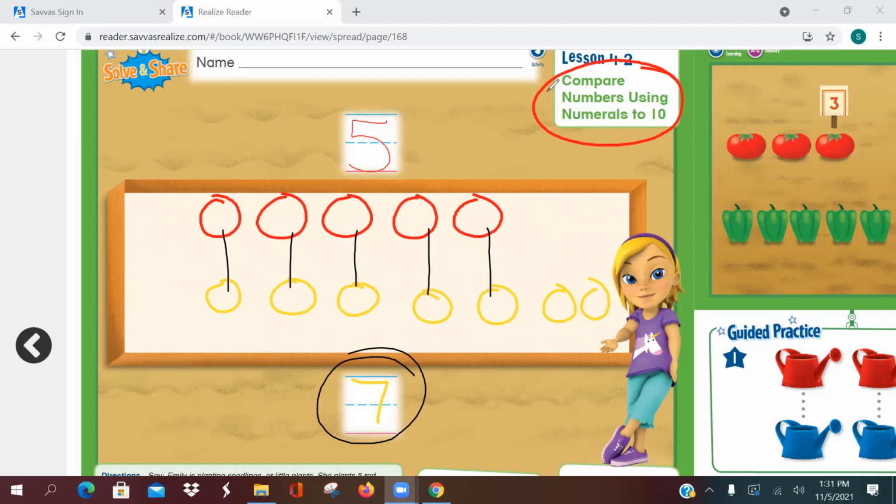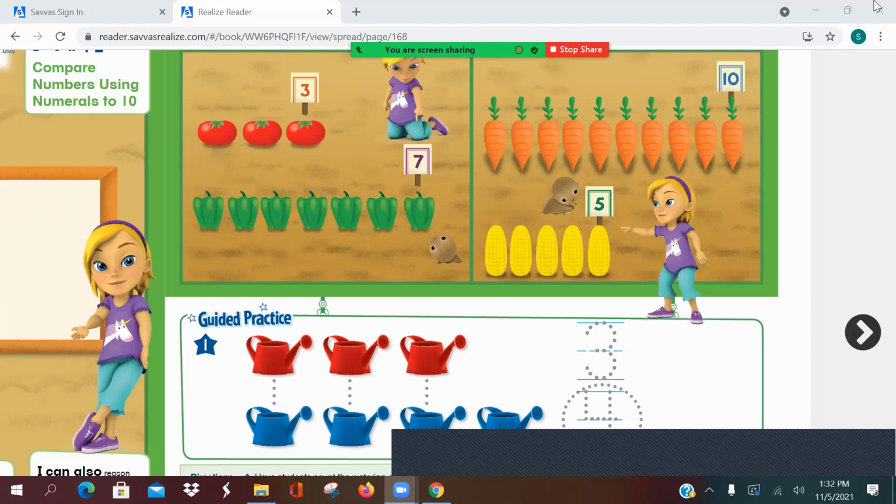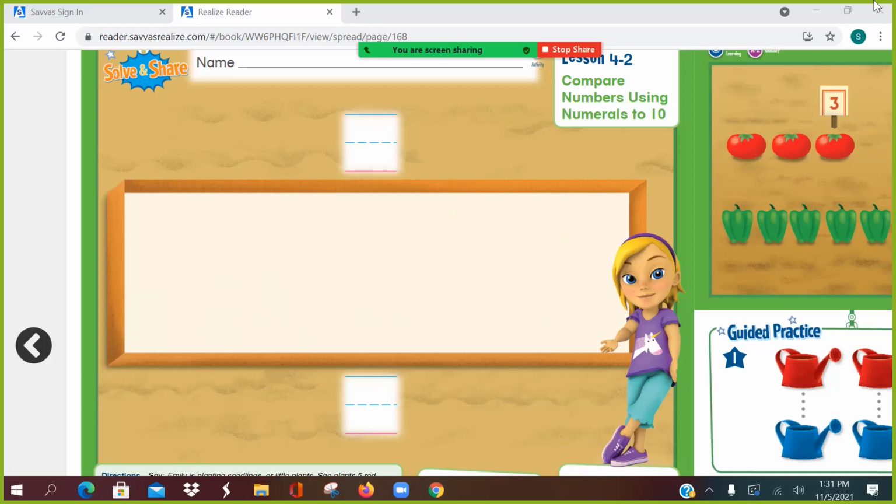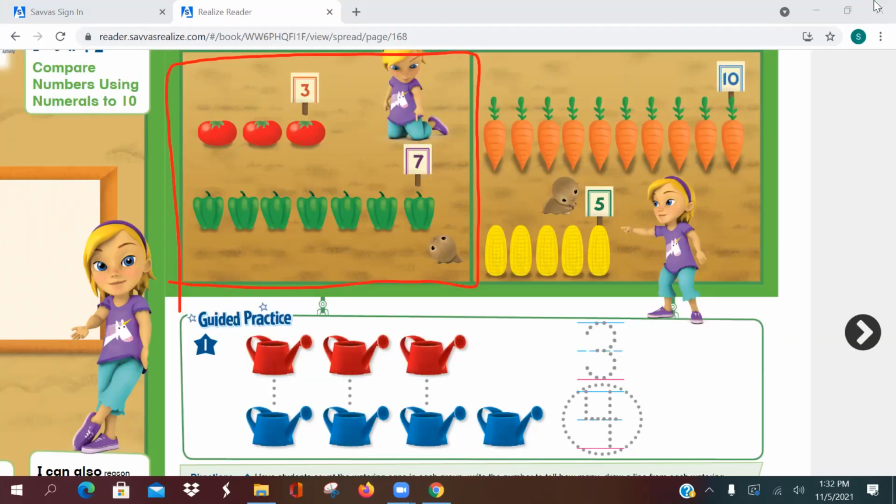Let's go to our next page. So the question that we are talking about is, how can you tell that a number is greater than another number? Let's look at our first picture here. How many tomatoes are there? Let's count. 1, 2, 3. Now let's count the group of peppers. 1, 2, 3, 4, 5, 6, 7.